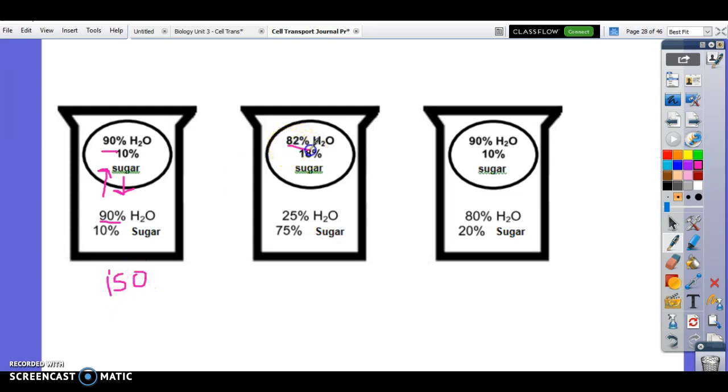All right, next one we have 82-25, so it's going to go out. So that would be hyper. And then over here we have 90 and 80, so that's going to go out as well. So hypertonic, okay? All right, awesome. So you need to be able to do one of these on the quiz on Wednesday, and then you'll need to be able to do more of them for the test next week.